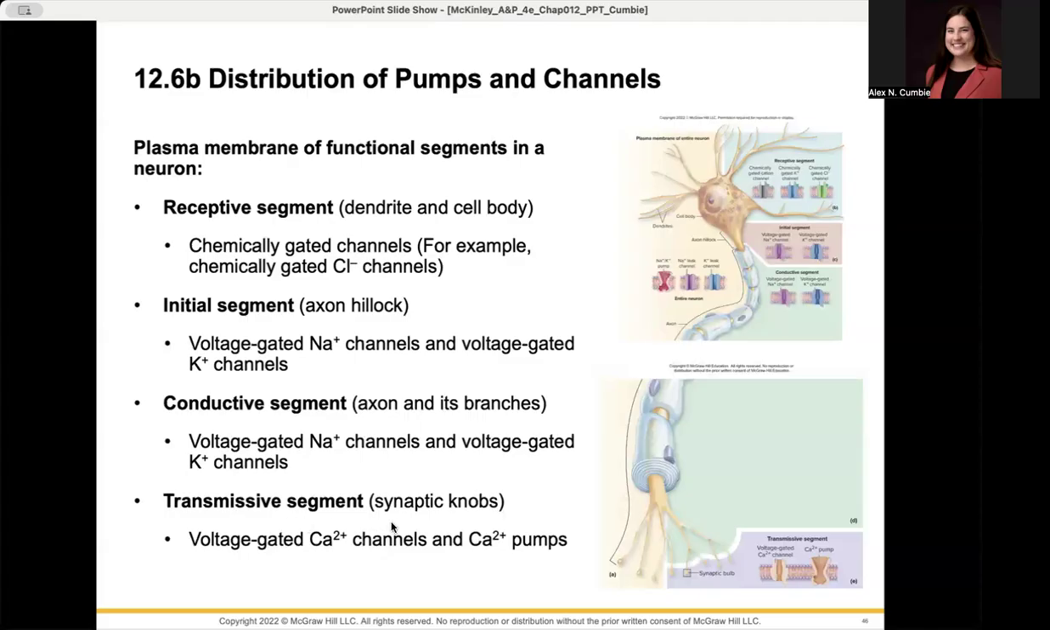And then finally, the transmissive segment, we've learned this before, but in order to release neurotransmitters from the synaptic vesicles inside the synaptic knobs, we need to have calcium channels present, and we have both voltage-gated calcium channels and calcium pumps in that area.